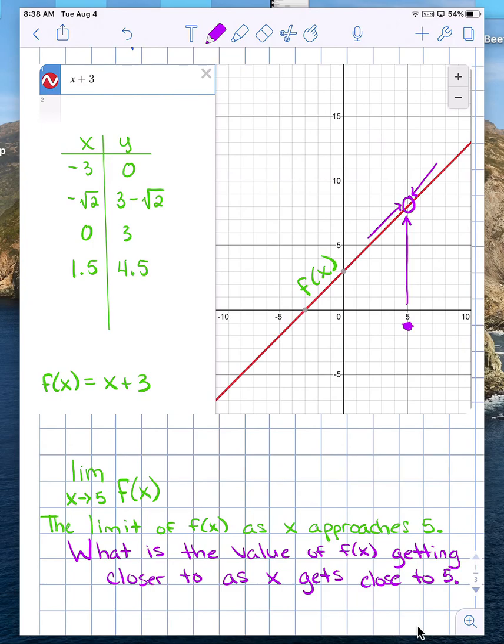In this case, it's pretty easy to see. This is a linear function. The y value is getting closer and closer to 8. Of course, 5 plus 3, that's 8. So this one is not as interesting as some others, but it's a good way to get started. It's a good way to think about the notation, and it's a good way to start thinking about a limit and a function being continuous. So let's go on to something a little bit more interesting.